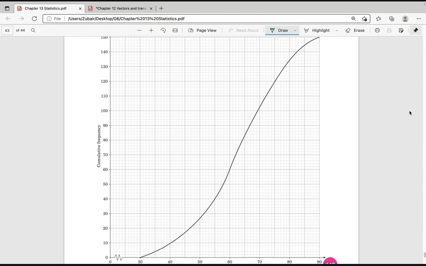Still taking time, thinking. Median. Total is 150. Total it will be 75, I think. 75 somewhere here. So we read it against this. And 62. No, take your time, take your time.